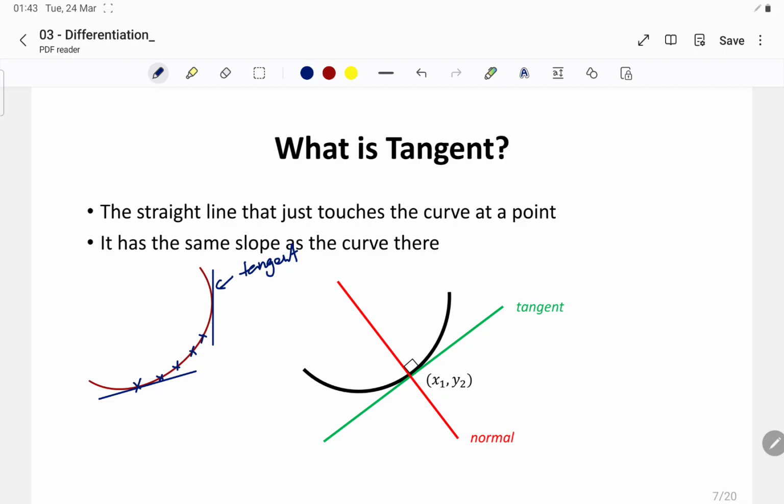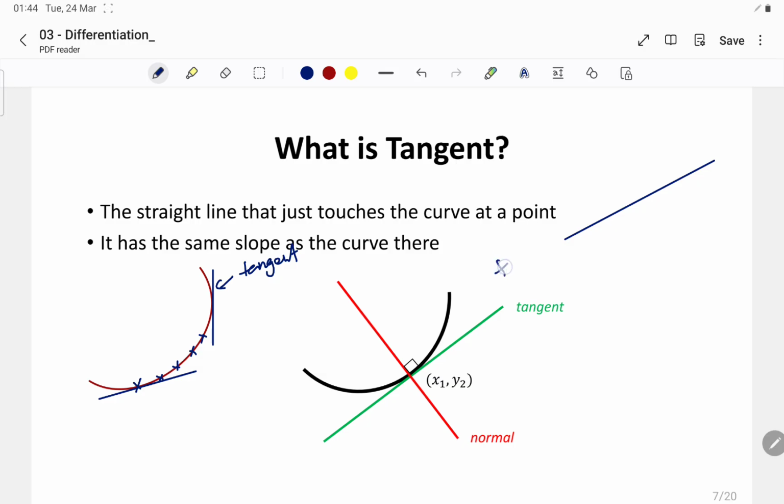Okay, and then this tangent has the same slope as the curve there. So remember, I don't know whether you understand what slope is. Slope is basically gradient. So we learned gradient before this, right? Slope means gradient. So when we have a tangent, this tangent actually has the same gradient as your curve. Okay, now when you have a tangent, see, this is your tangent.